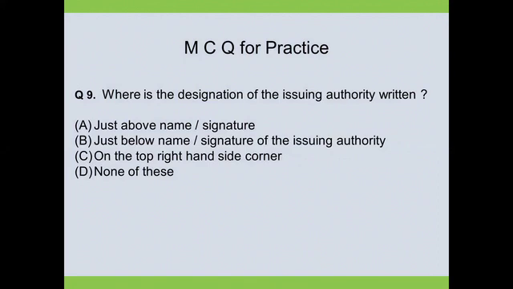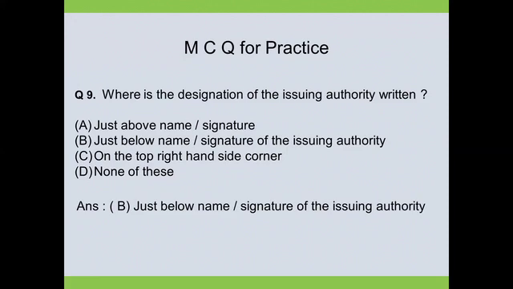Where is the designation of the issuing authority written? Just above the name and signature? Just below the name and signature? On the top right? Yes, where is the designation written? ऊपर नाम आता है कि डेजिग्नेशन आता है? अभी तक क्या सिखाया इतनी देर से? किसी भी नोट में डेजिग्नेशन ऊपर नहीं होगा, तो डेजिग्नेशन नीचे ही आता है. फिर where is the designation placed? What do you mean by designation? Head boy, secretary, that is designation. कहाँ लिखा है?